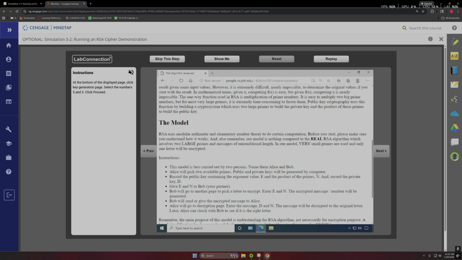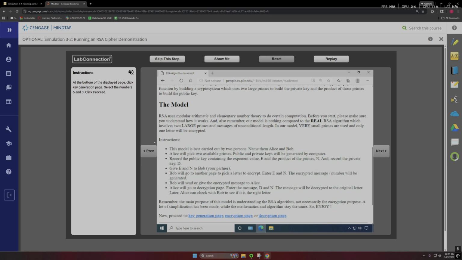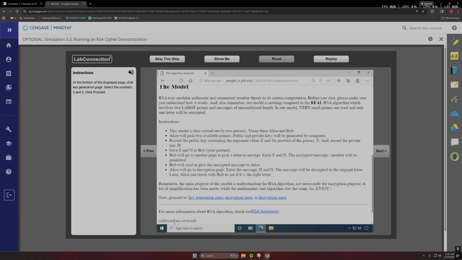Okay. The model. The RSA uses modular arithmetic and elementary number theory to do certain computations. Before you start, please make sure you understand how it works, and also remember our model is nothing compared to the real RSA algorithm, which involves two large primes and messages of unconditional length. In our model, only very small primes are used, and only one letter will be encrypted. Instruction. I'm just reading this summary. It's very understandable.